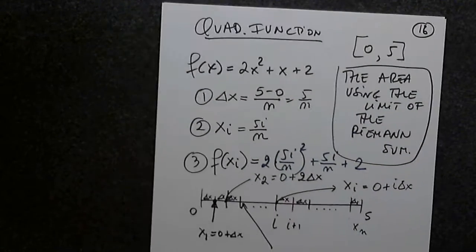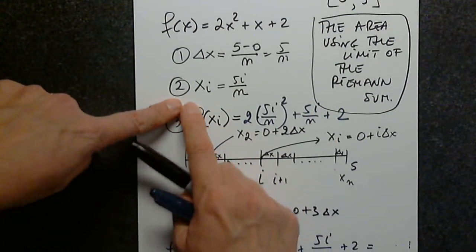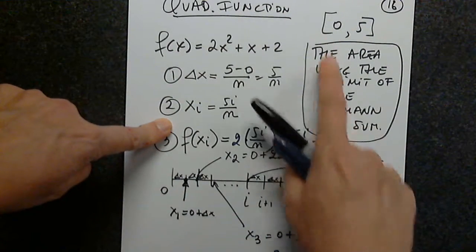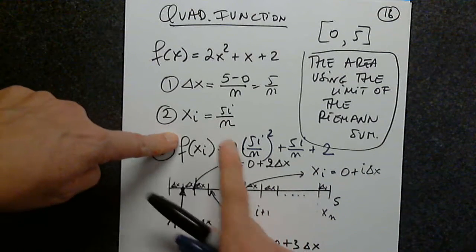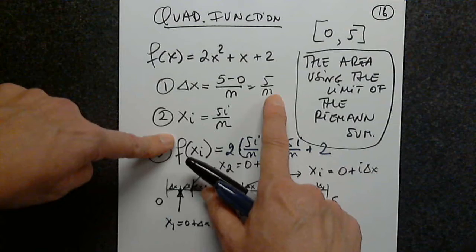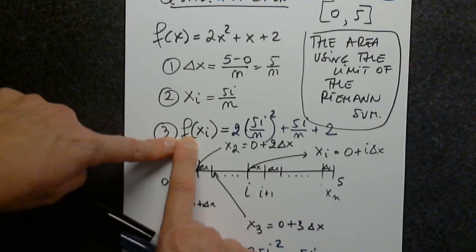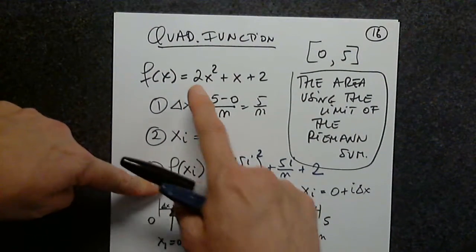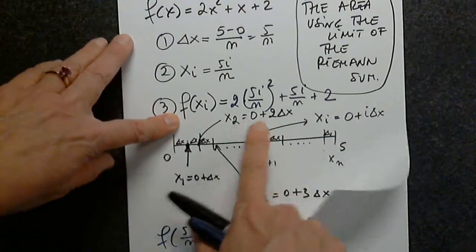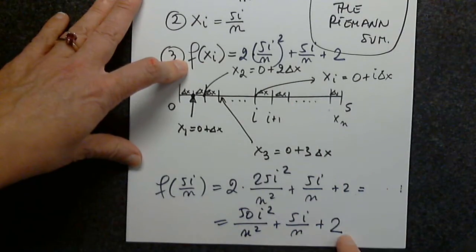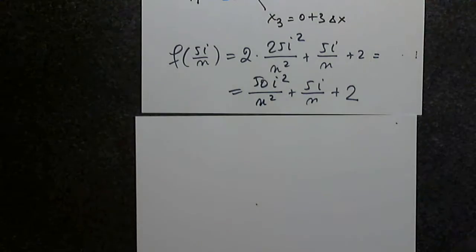These are the preps. So delta x is 5 minus 0 over n. xi, of course, is 0, which is the leftmost point, plus i subintervals delta x, right? I times delta x, which, since delta x is 5 over n, is 5i over n. Then f of xi, which is f of 5i over n, is 2 times this squared plus this plus 2. I square first and multiply by 2, then add 5i over n plus 2. Now I'm ready. After all this work, I can put them together.